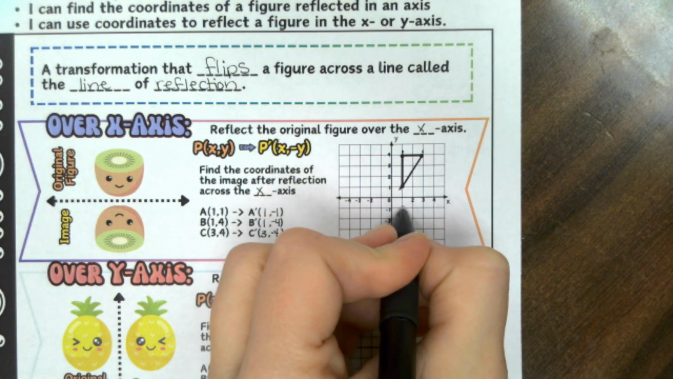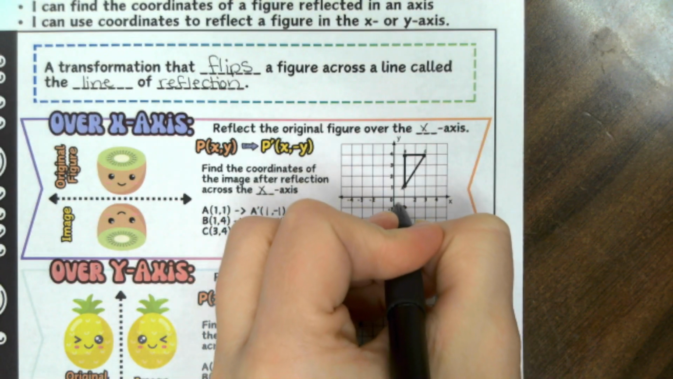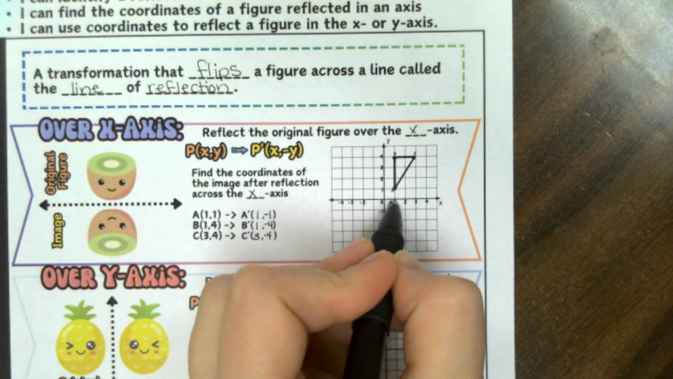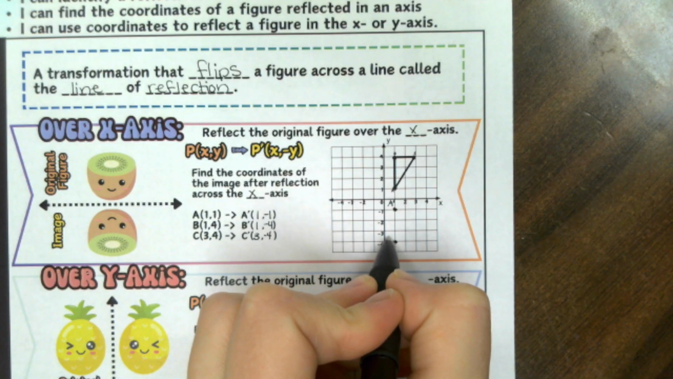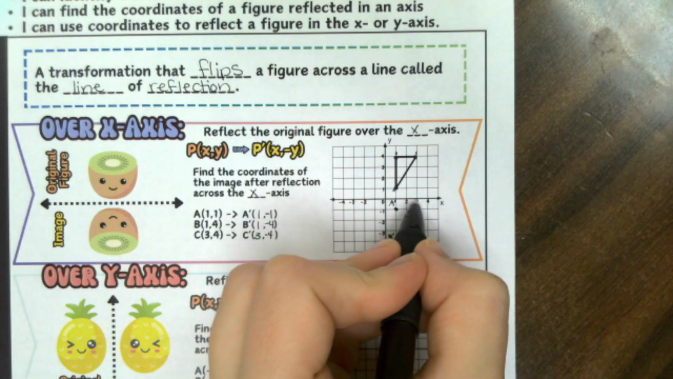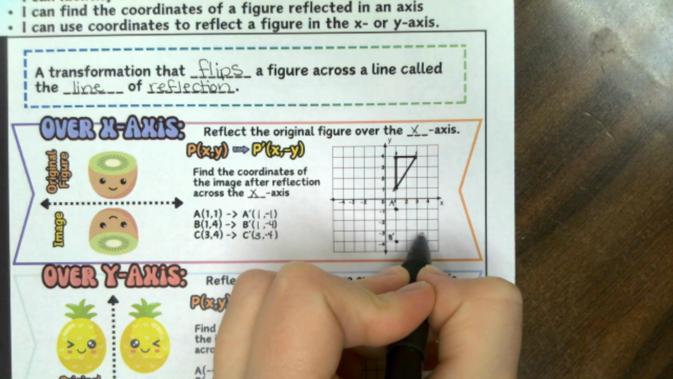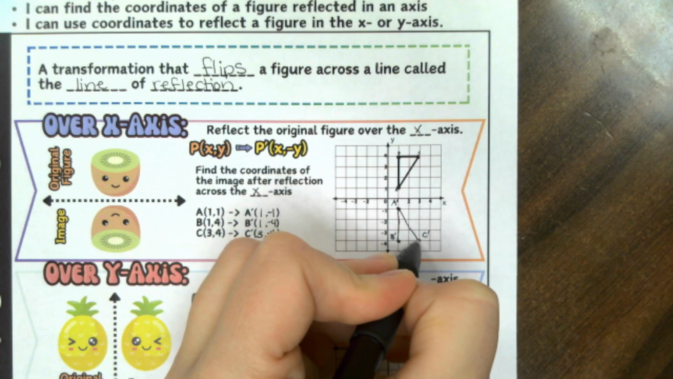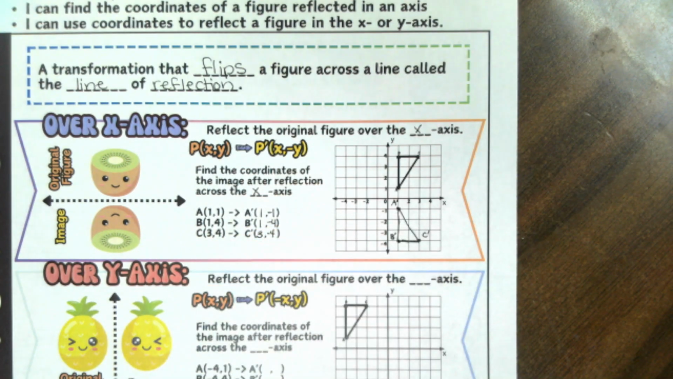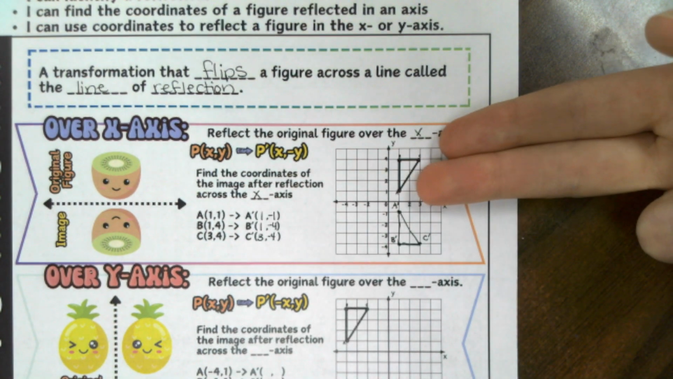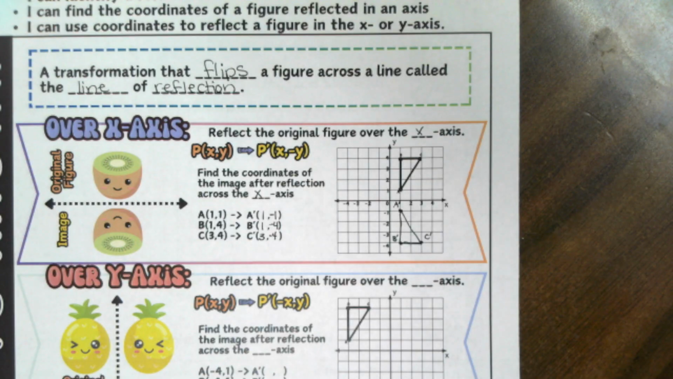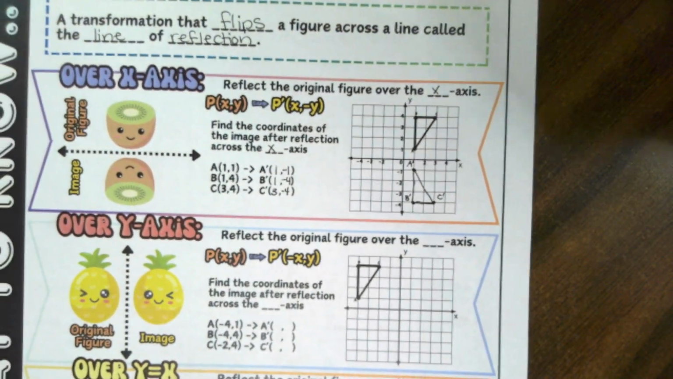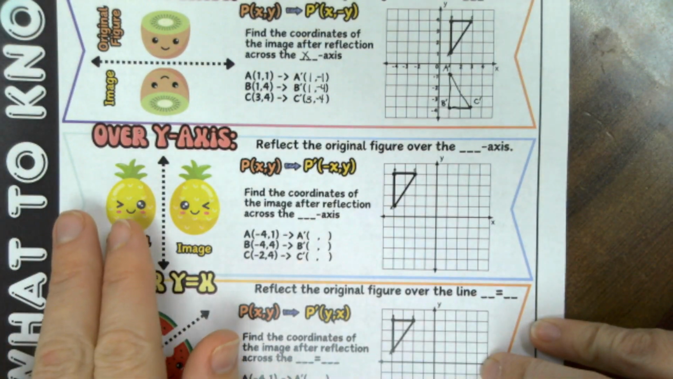So I go over 1, down negative 1. And this is my A prime. Don't forget to write those on there. Then we have 1, negative 4, which is my B prime. And then we have 3, negative 4, which is my C prime. So I will plot these very poorly. Let's see. And then there is my new image. So if you look at that, I took this image and I flipped it down to the other one using this formula. Okay, so that's over the x-axis.